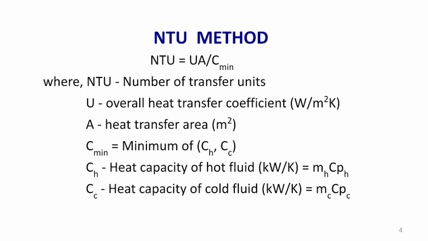Here NTU stands for number of transfer units, that is equal to the overall heat transfer coefficient U into the heat transfer surface area A, divided by C minimum. Let us see what C minimum is. U is the overall heat transfer coefficient in watts per meter square Kelvin or degree centigrade, and A is the heat transfer area in meter square. C minimum is the minimum of Ch or Cc.